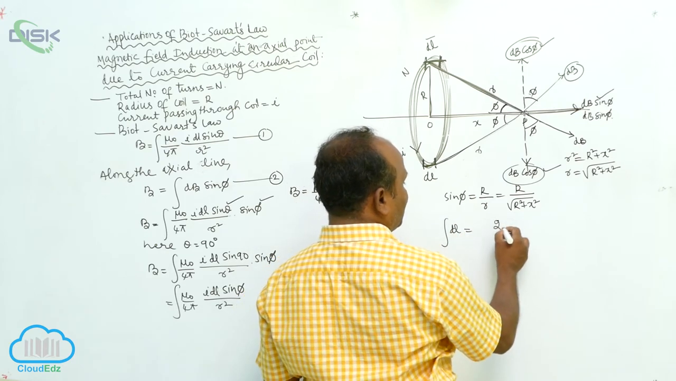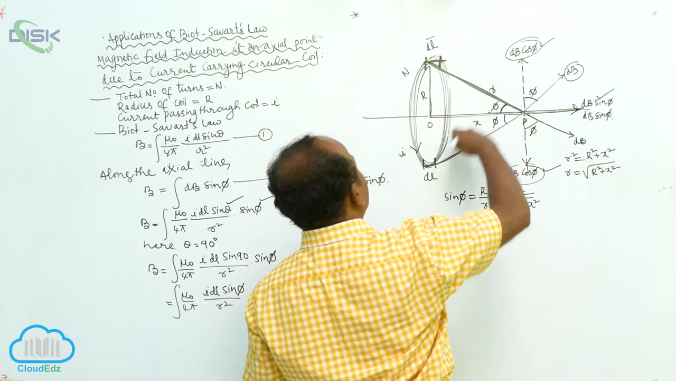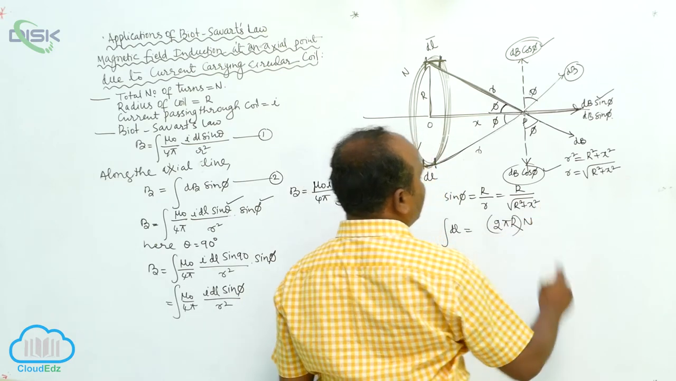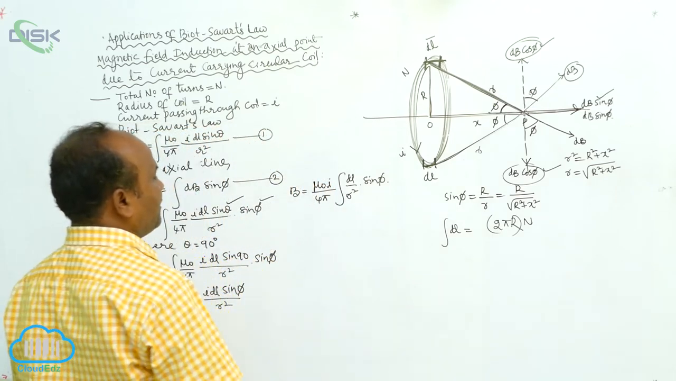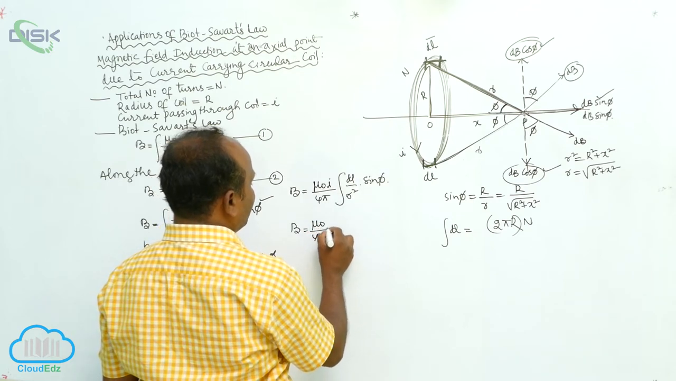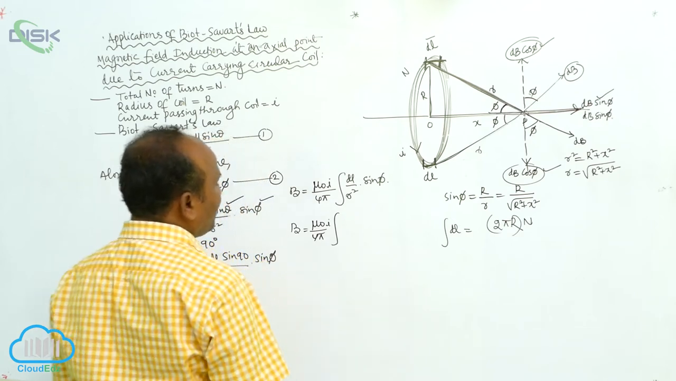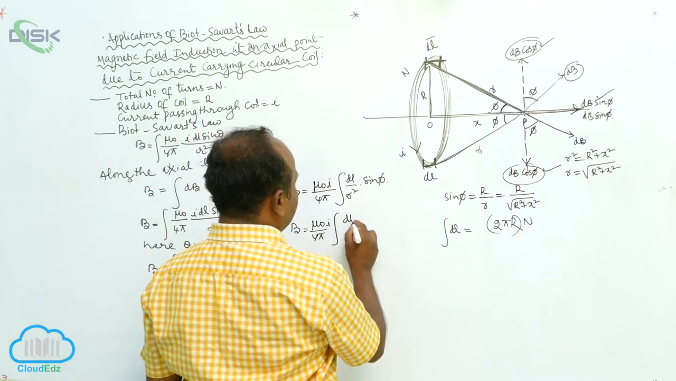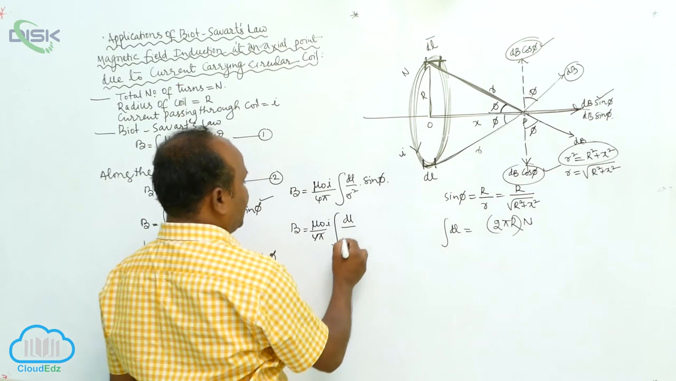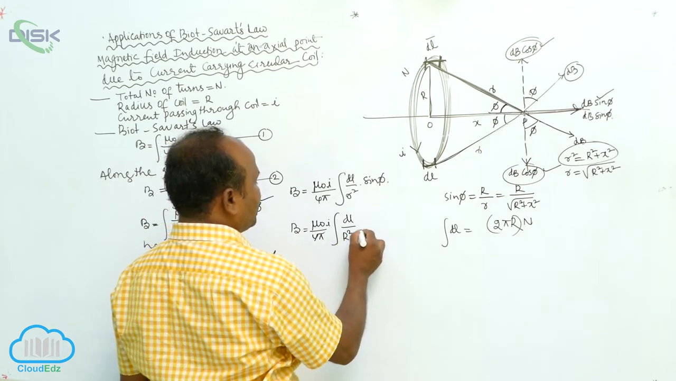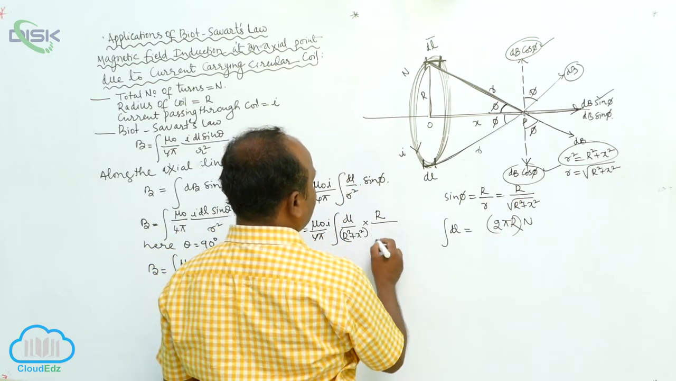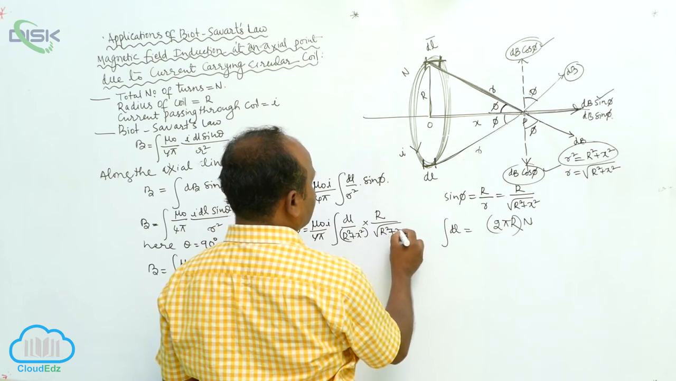Next, the integration of dl is equal to 2 pi r if the coil has a single turn. If the coil has n turns, the integration of dl is equal to 2 pi r into n. Now B is equal to mu naught I by 4 pi into the integration of dl by r square. What is r square? r square is equal to capital R square plus x square, into sin phi. Sin phi is equal to R by the square root of R square plus x square.